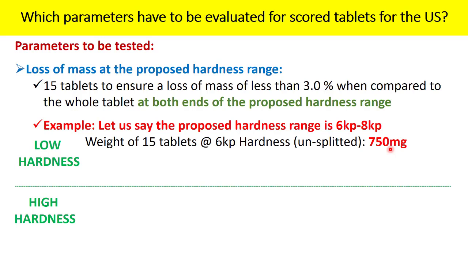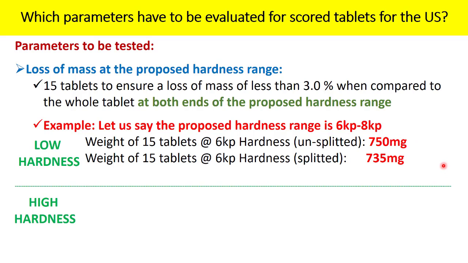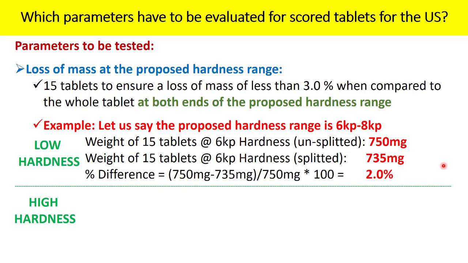For example, now this is just for understanding, the weight of 15 tablets at 6 kp hardness, which is unsplit, means before starting the splitting, and we found that the weight of these 15 tablets is 750 milligram. So you split all 15 tablets and you found that the weight is now 735 milligram. So how much is the loss of the weight now? The loss of the weight is 2%, or 2.0%. So this meets our requirement of less than 3%.